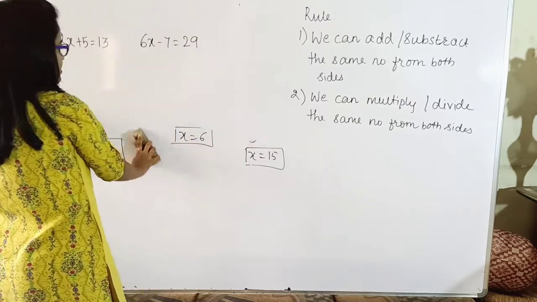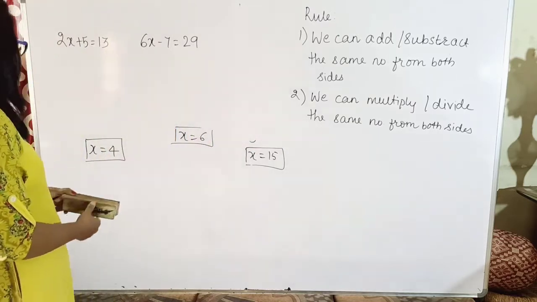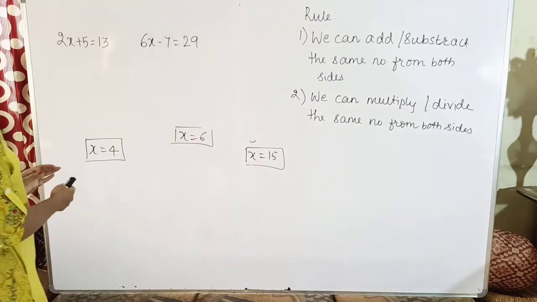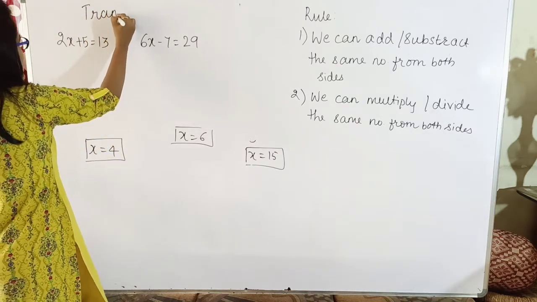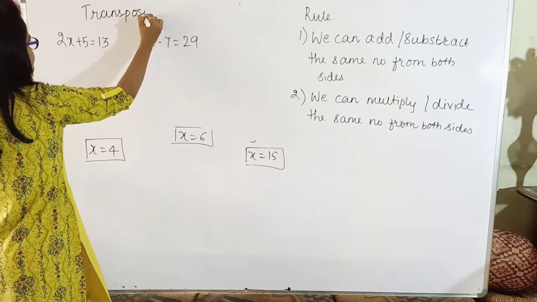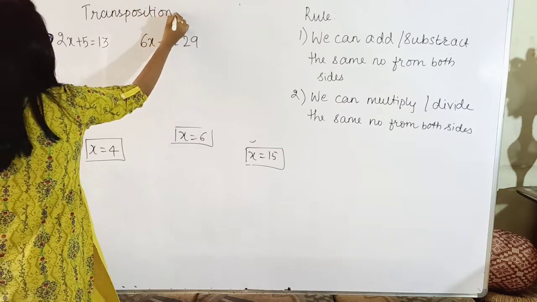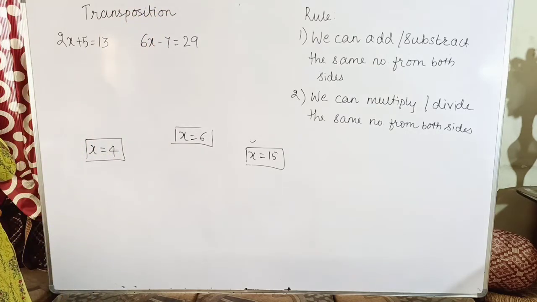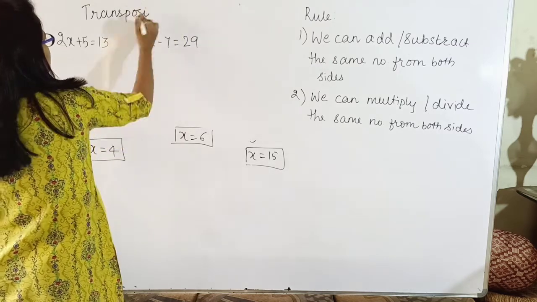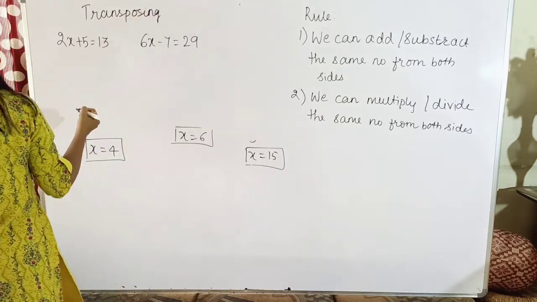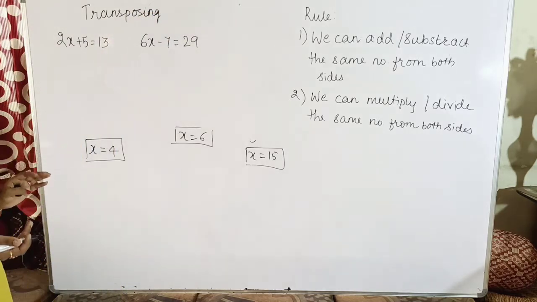Okay. Now, for the same example, we can solve it by another method, which is said to be transposition. Yes, so what is this method? Oh, sorry, transposing. Transposing. Okay, so transposing means shifting.